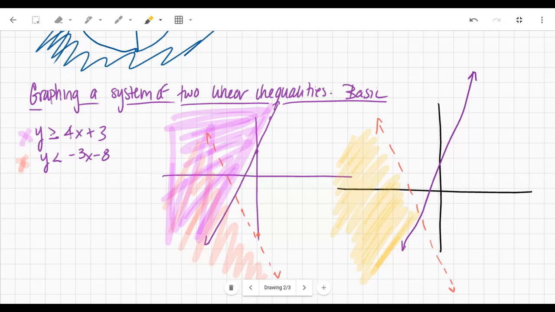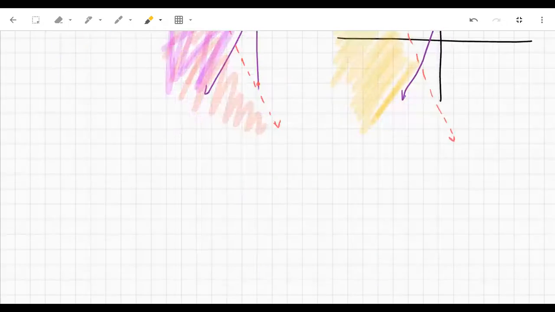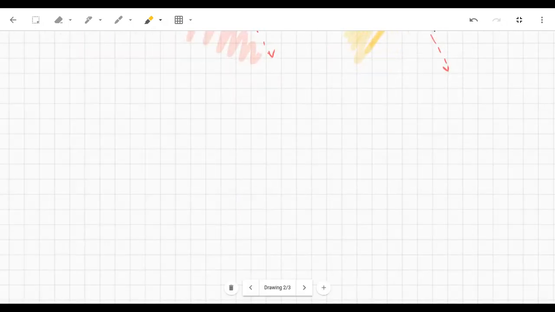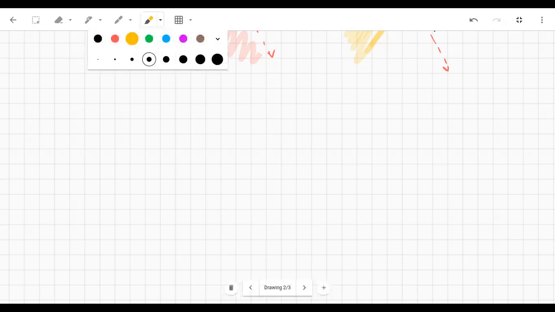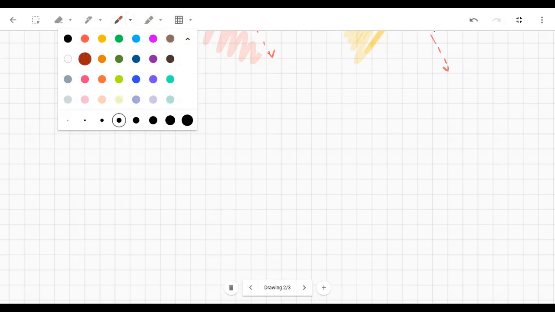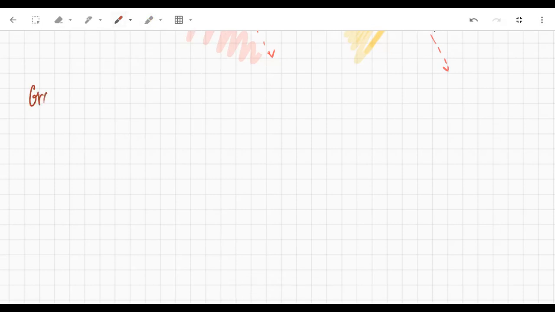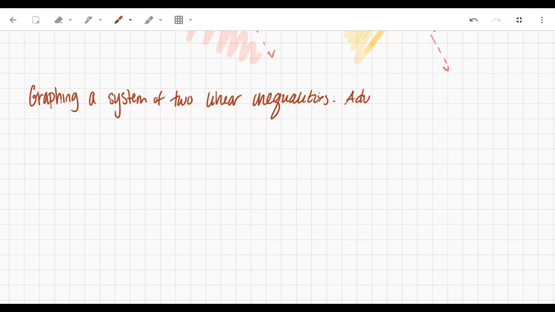All right. Next one. We have graphing a system of 2 linear inequalities again. Advanced. Okay, and what makes this one advanced is that they give them both in standard form for you.